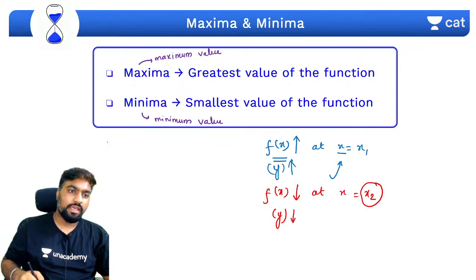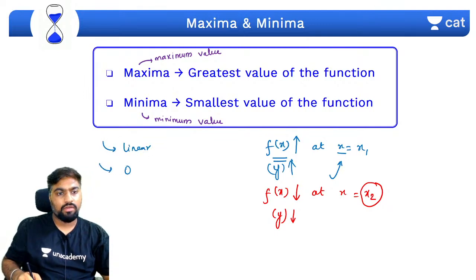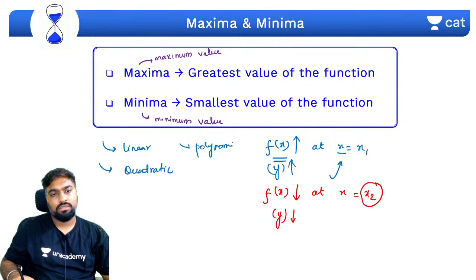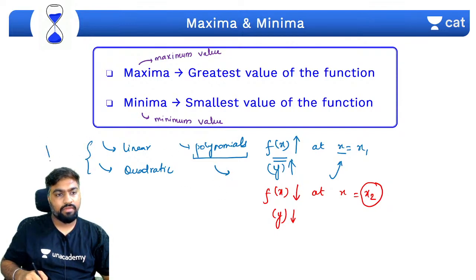So we'll be looking at how this works for a linear function, how this works for a quadratic function, and we will also be looking at how this works for polynomials. But we'll not be able to do polynomials today. We'll do polynomials tomorrow, next day. This is what we have planned for today.